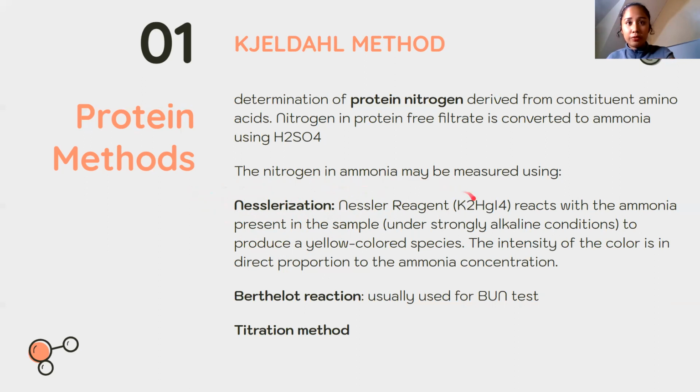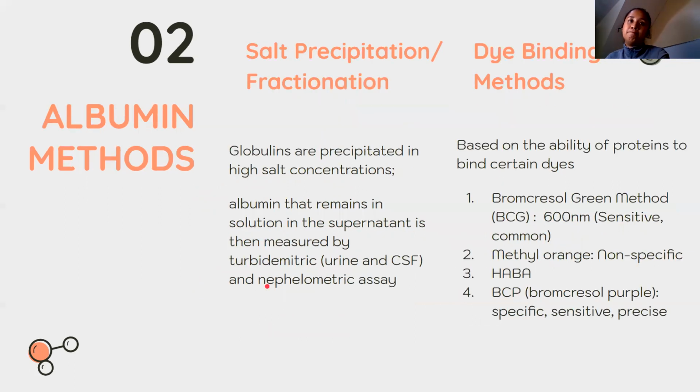So upon the addition of a Nessler reagent, we have the Berthelot reaction, which is good for the blood urea nitrogen test. So yung pangalan niya, blood urea nitrogen. So itong Berthelot, gusto ko siya sa BUN, sa mga non-protein nitrogen. And we have titration. So you could measure your nitrogen upon the addition of a titrant.